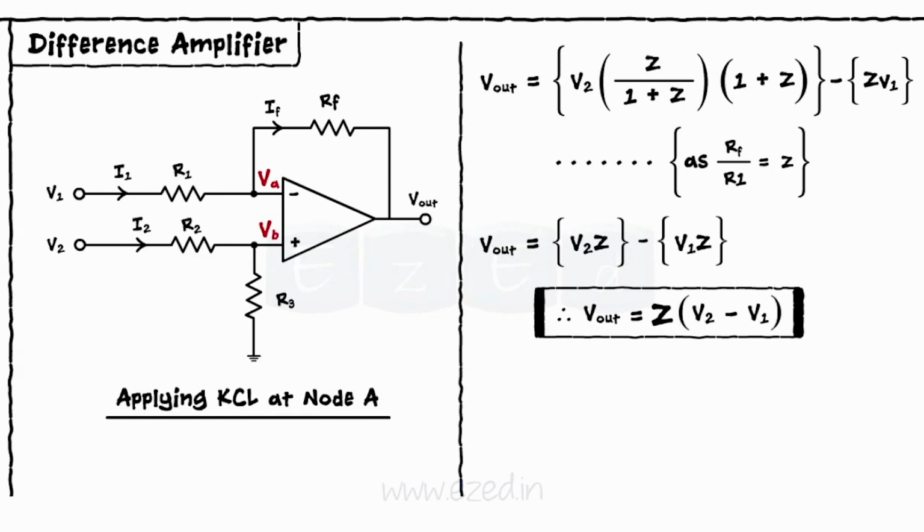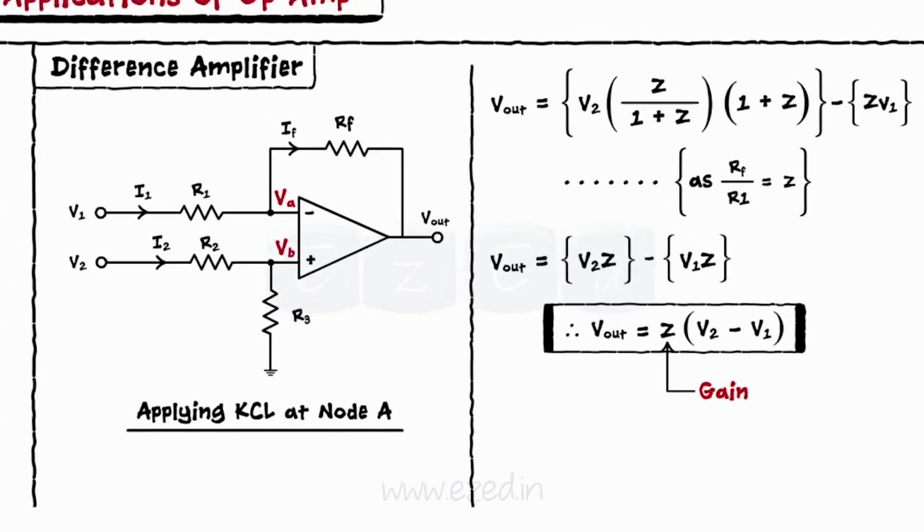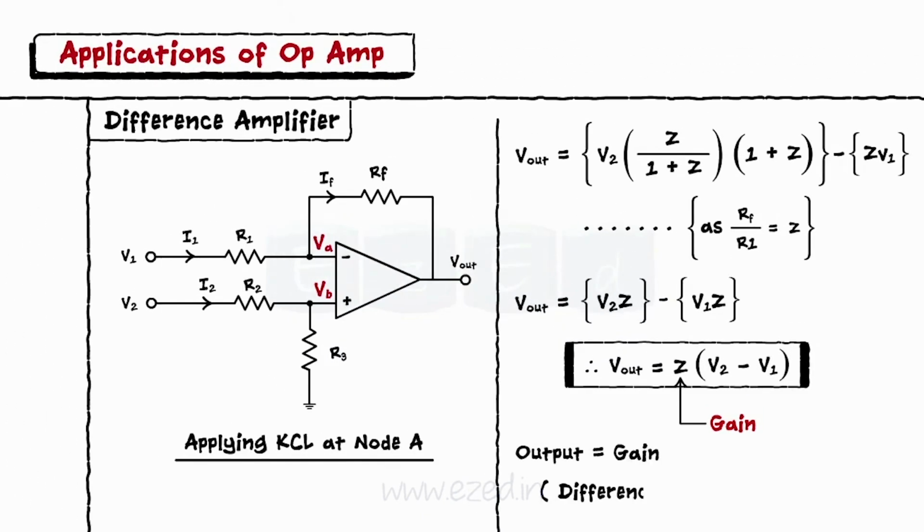If we consider Z as a gain of op amp, then the output is an amplified version of the difference between two inputs. Hence, it is called as a difference amplifier.